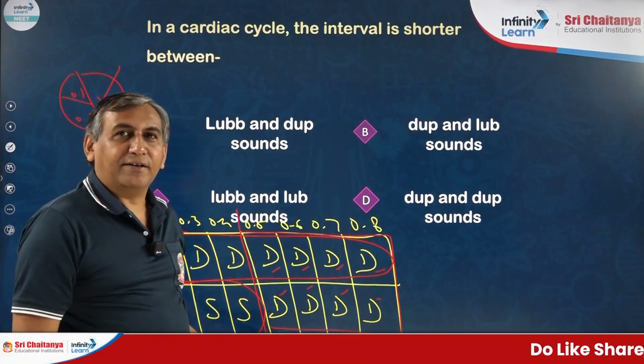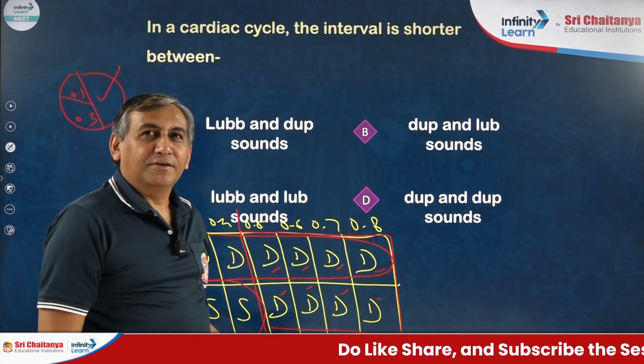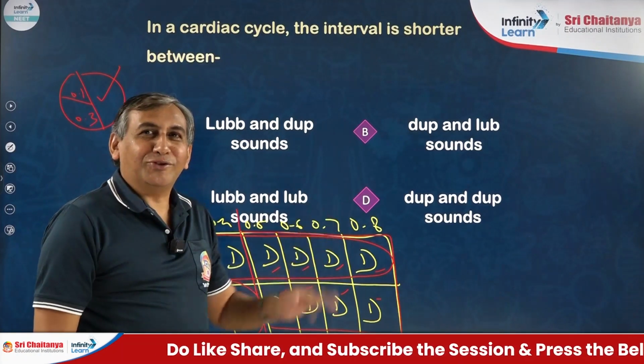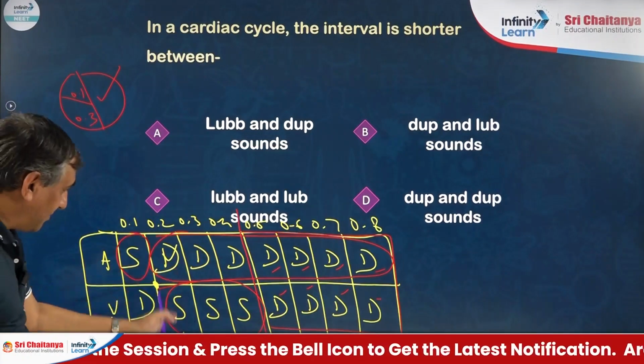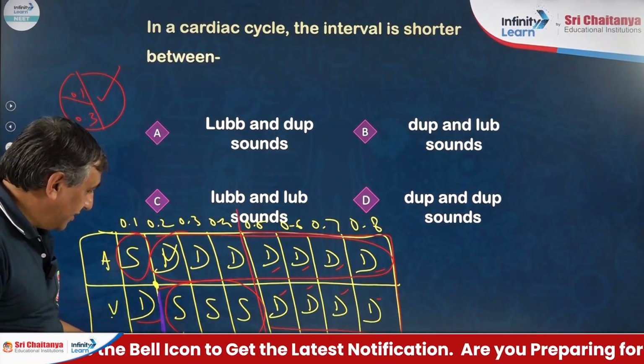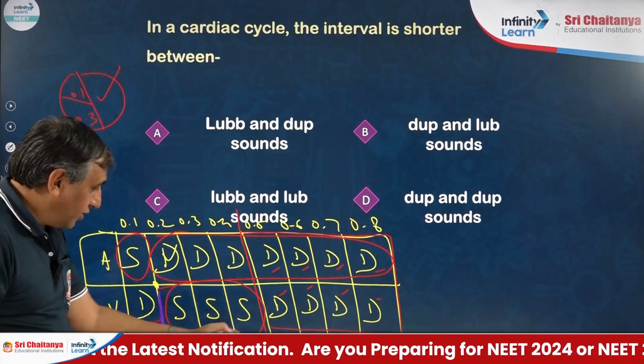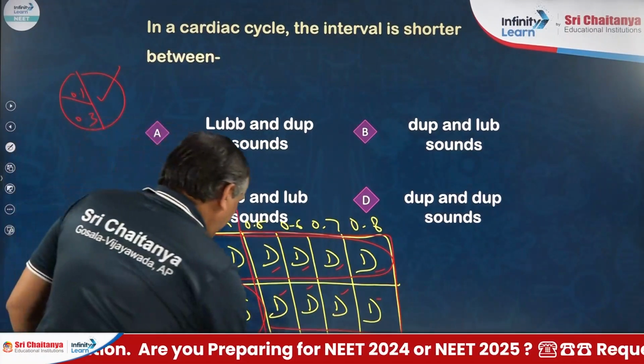Write the spelling correct. L-U-B-B it is. Are you getting what I want to say? Okay, please write the spelling correct. It is that ventricular systole 0.1. Here, just see ventricular systole and ventricular diastole. It starts from here.